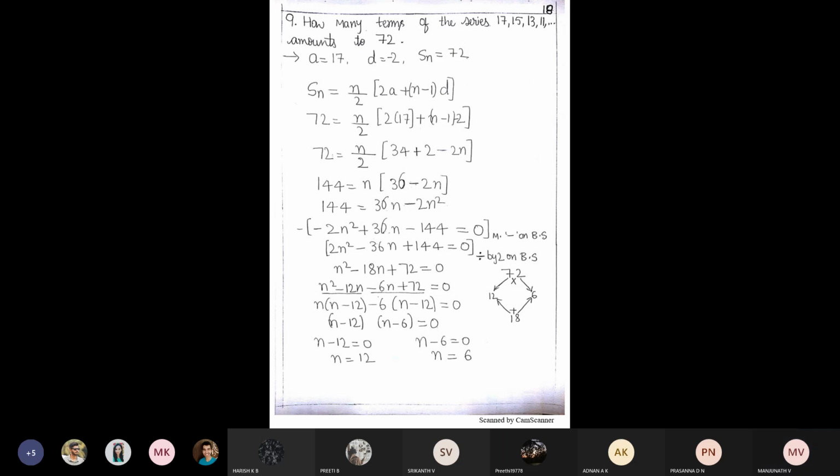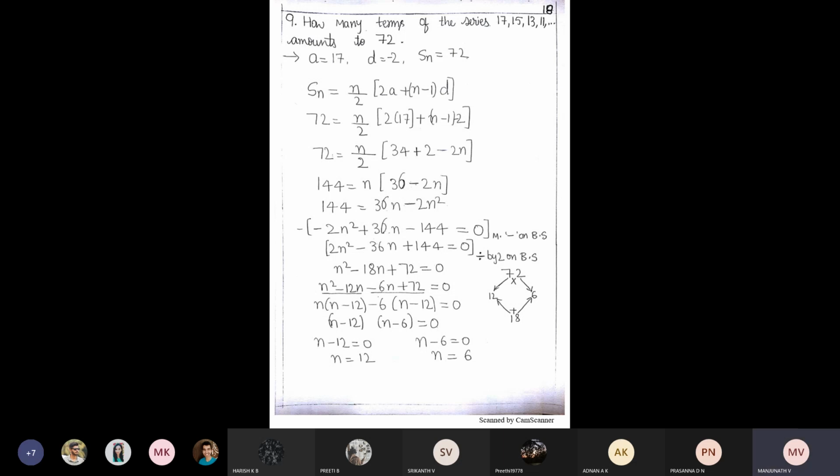Right? Okay. After simplifying everything, you will get 144 is equal to 36n minus 2n square. I write n square as it is. Now look at that, there is some transformation happening: minus 2n square plus 36n minus 144 is equal to 0.